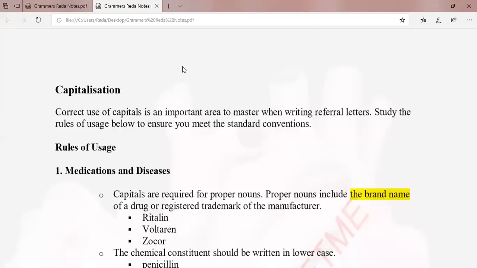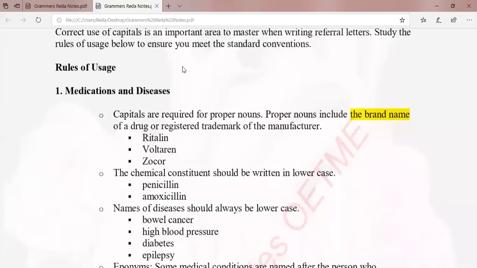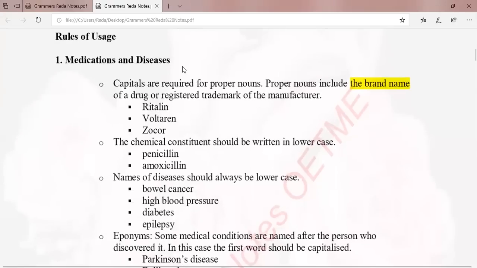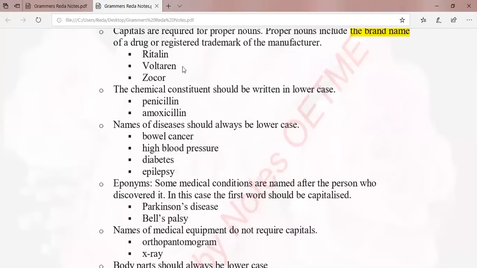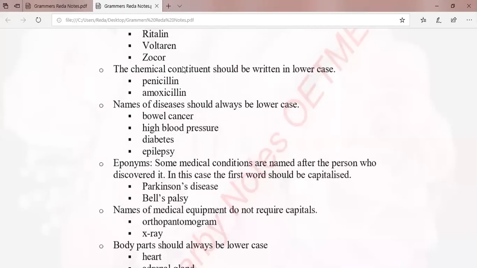By the way, I don't memorize all of this, but by practicing, I understand it and got it easily. Like capitals: if the brand name, it should be capitalized, like Voltaren, Zucor, Ritalin. But if it is a chemical constituent, you have to use lowercase, like penicillin, amoxicillin, clavulanic acid, and all of that. Names of diseases should be lowercase, like bowel cancer, blood pressure, diabetes mellitus, epilepsy. But in Parkinson's disease, Bell's palsy, the scientist's name should be capitalized.